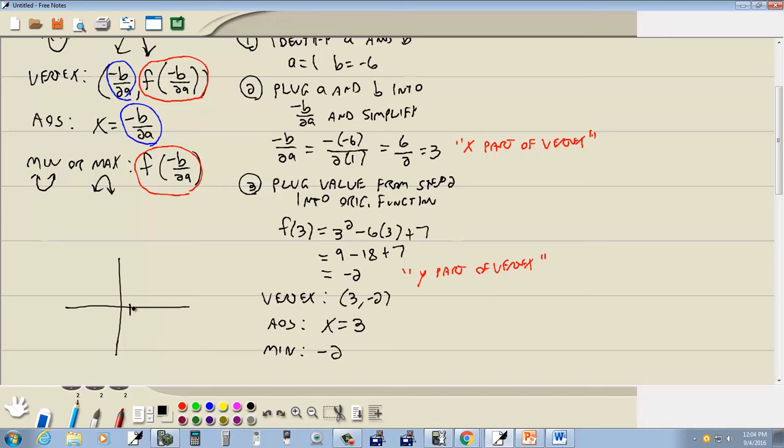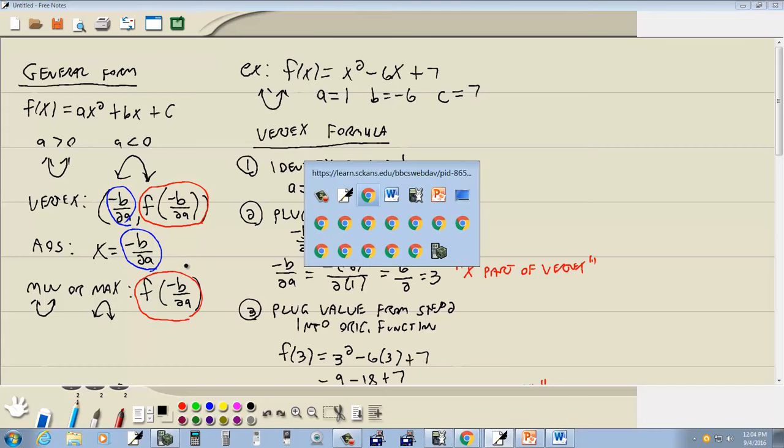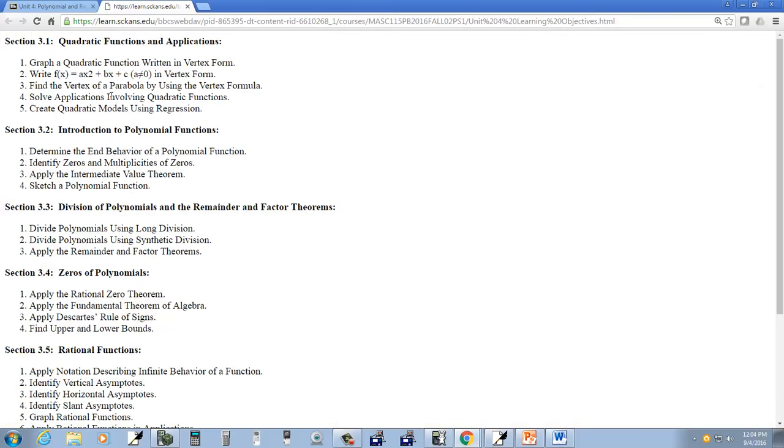Now I'm not going to graph this. Maybe I'll sketch it. (3, negative 2) is right here. And then if I have another point, I can see how much it actually opens up. But it's definitely going to look something similar to this. It's just maybe closer in or further out. Okay, now that was find the vertex of a parabola by using the vertex formula. Applications I won't show in this presentation.